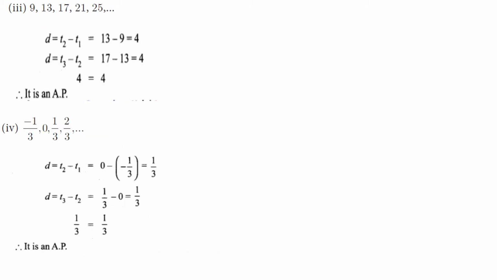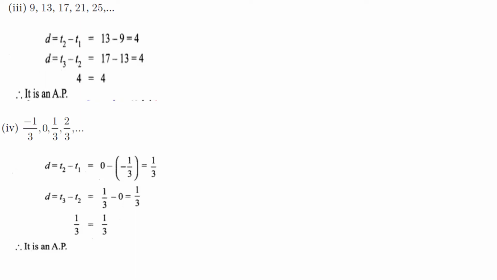Next: 9, 13, 17, 21, 25. Here D equal to T2 minus T1. That is second term minus first term. That is 13 minus 9 equal to 4. D equal to T3 minus T2, 17 minus 13 equal to 4. Here both are equal. So it is an AP.